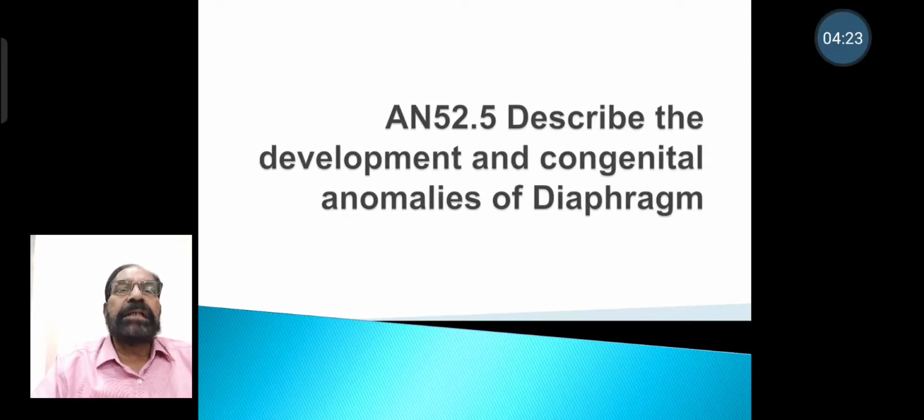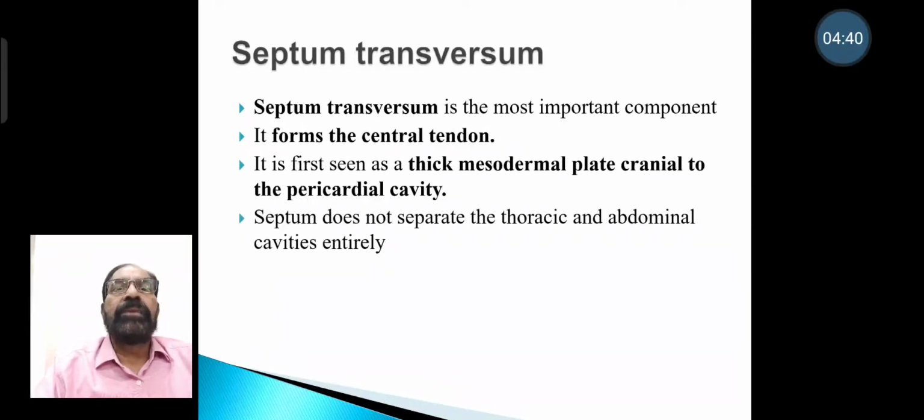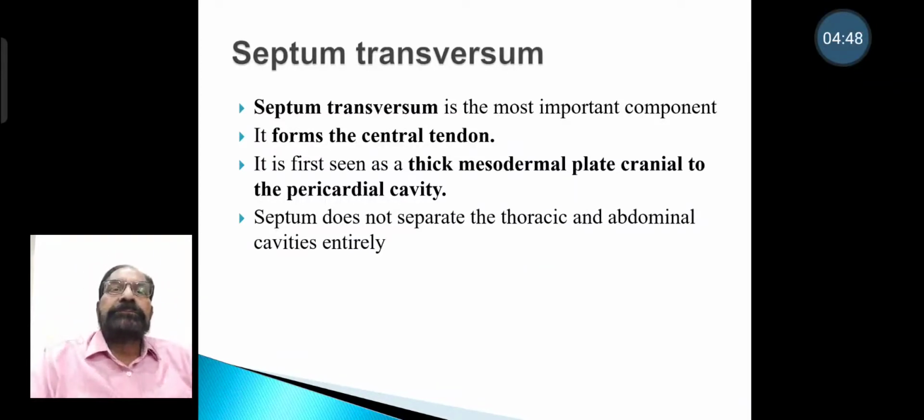Then we go to development and congenital anomalies of the diaphragm. The diaphragm is a musculotendinous dome-shaped partition between the thoracic and abdominal cavities and develops from four major structures. Septum transversum. So septum transversum is the most important component. It forms the central tendon. It is first seen as a thick mesodermal plate cranial to the pericardial cavity.